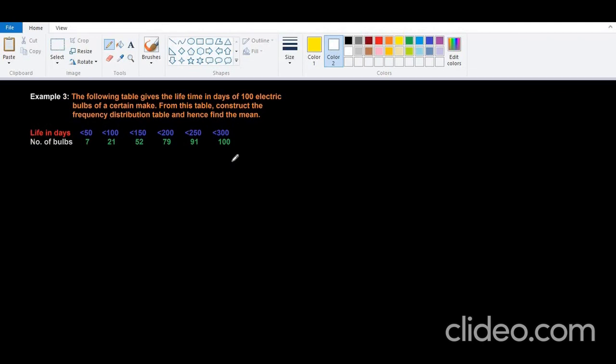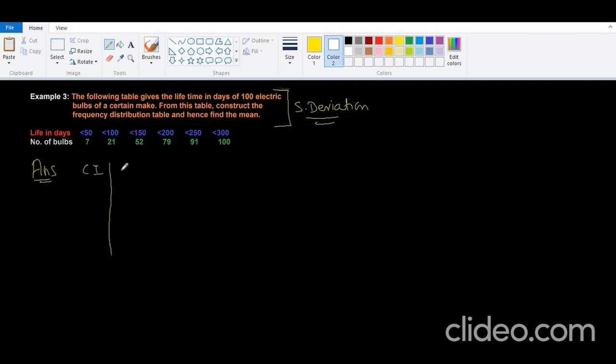Okay, let us move on to example number 3, and this example we are going to solve with the help of the step deviation method. So this is the question that is provided to you in the question paper, and your answer begins like this. So first of all, class interval.